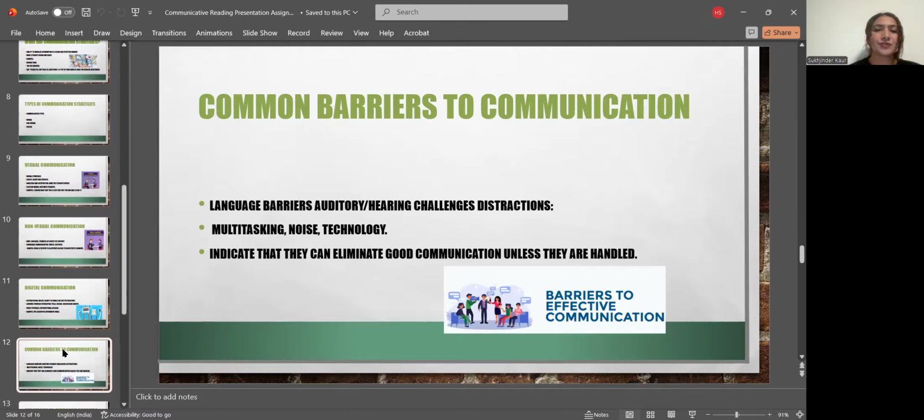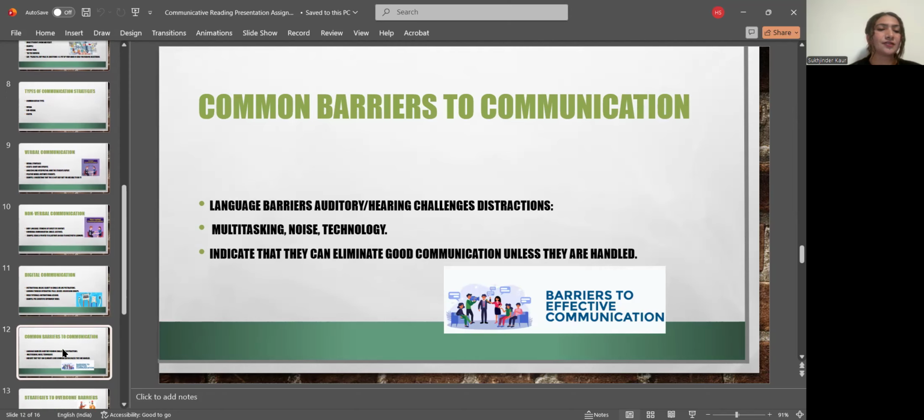So I explain page number 12. Common barriers to communication. Language barriers are there. Learning, hearing, challenging distractions. So multitasking, noise, technology indicate that they can eliminate good communication unless they are handled.